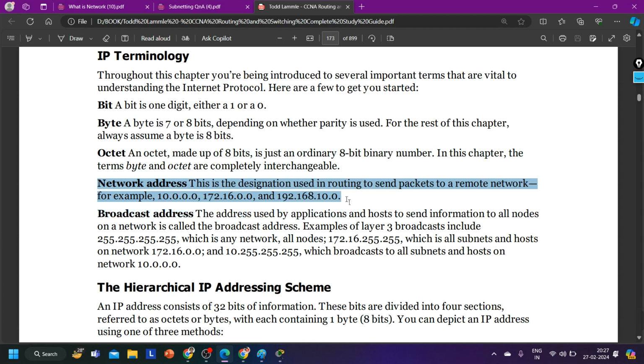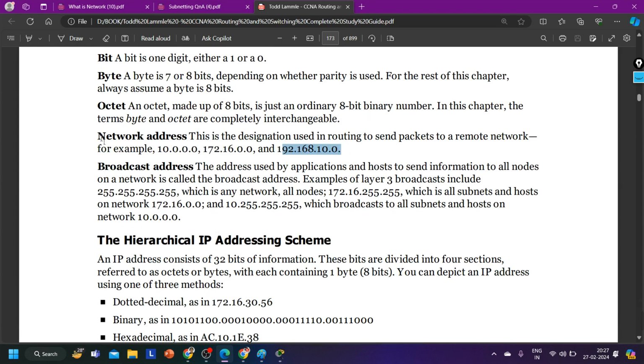Network address: this is a designation used in routing to send packets to a remote network. For example, 10.0.0.0, 172.16.0.0, and 192.168.10.0. Which class does each of these networks belong to? The first is Class A, the second is Class B, and this one is Class C. So this is the network address.